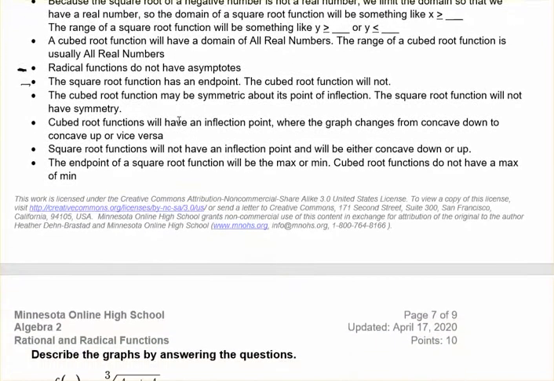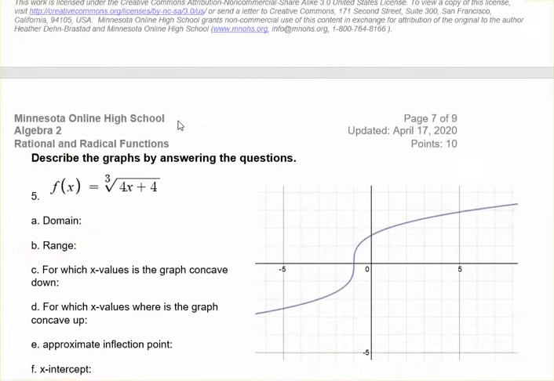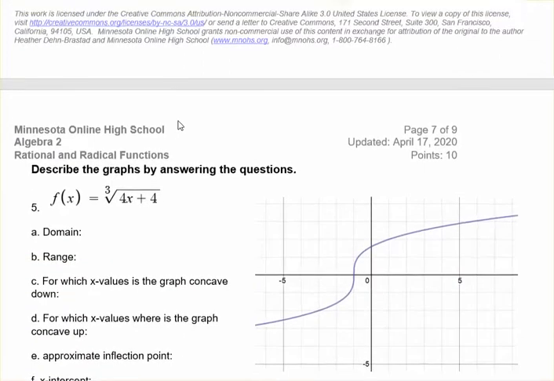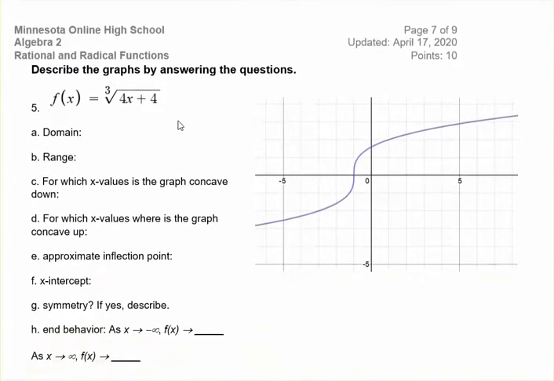Square root functions will not have an inflection point. They'll be either concave up or concave down. And a square root function will have a max or min. It'll be that endpoint, but cube root functions will not have a max or a min. So you're going to answer some questions.